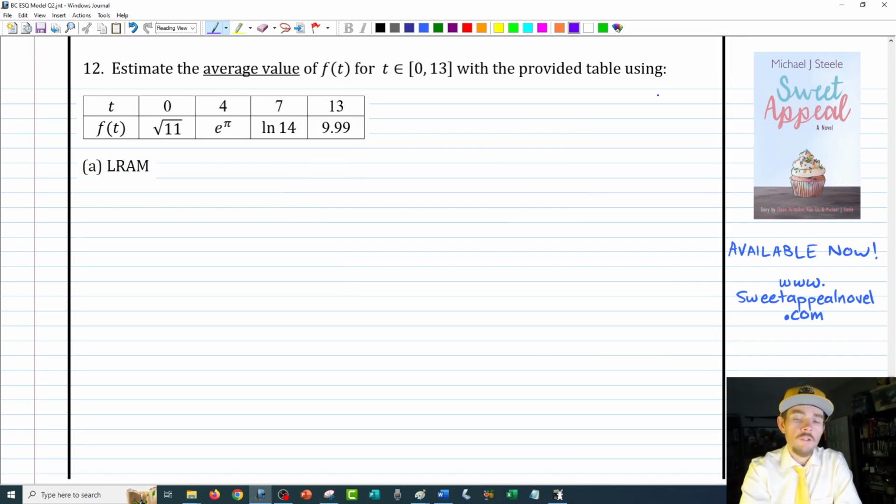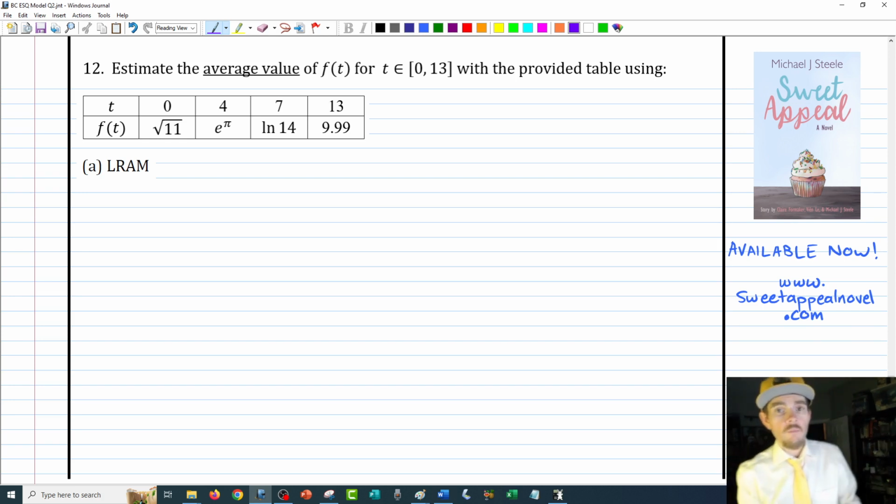We're going to begin with question 12a. Question 12a gives you a table of values. So this is our one numerically represented function on the ESQ for the first term of Calculus BC. And then it asks us to find the average value of f on a particular interval. So there's really two things going on here.